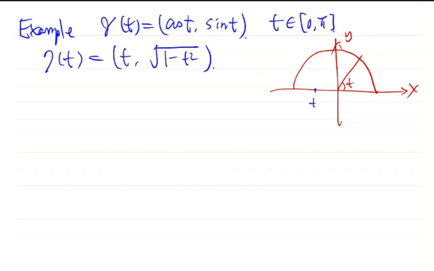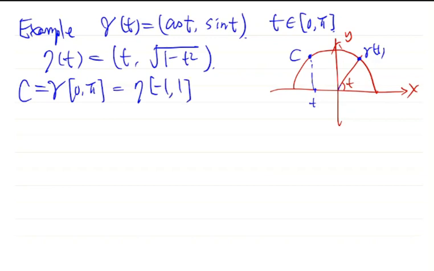For gamma, the geometric meaning of the parameter t is the angle between the radius determined by gamma(t) and the x-axis. For eta, the parameter t means the first coordinate of the point on the curve. So the curve C is gamma([0, pi]) and also eta([-1, 1]). Gamma and eta are equivalent.